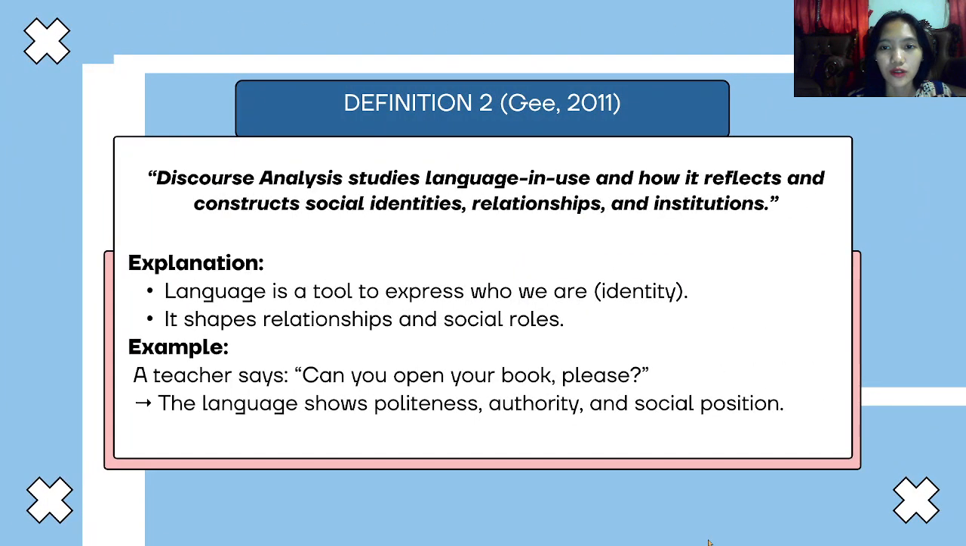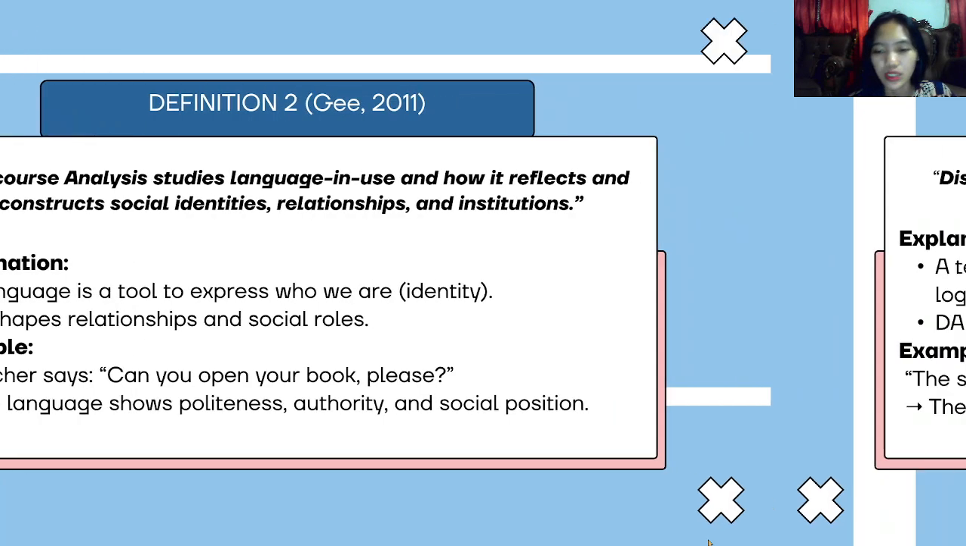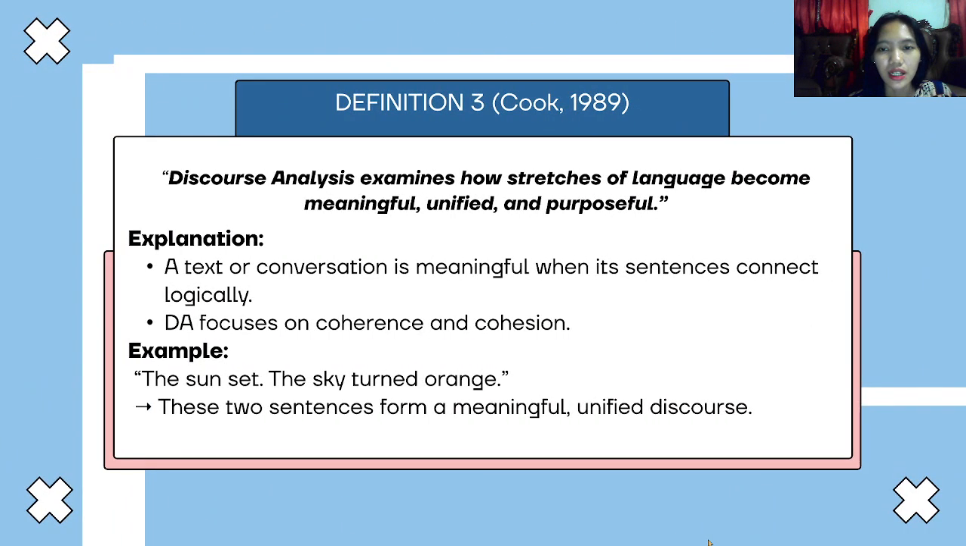According to Gee 2011, discourse analysis studies language in use and how it reflects and constructs social identities, relationships, and institutions. Example, a teacher says, "Can you open your book, please?" The language shows politeness, authority, and social position. According to Cook 1989, discourse analysis examines how stretches of language become meaningful, unified, and purposeful. Example, "The sun set, the sky turned orange." These two sentences form a meaningful, unified discourse.